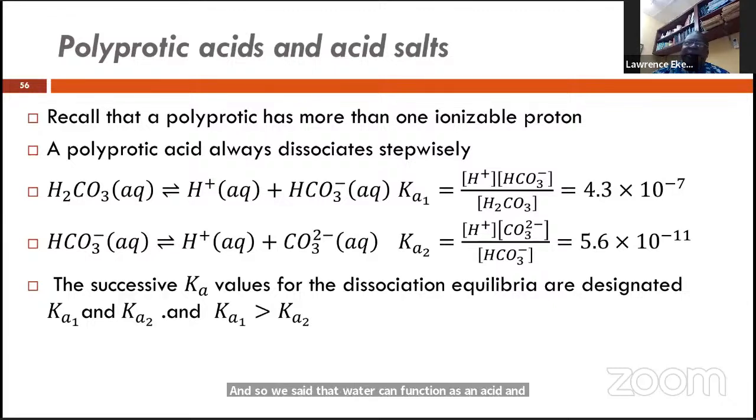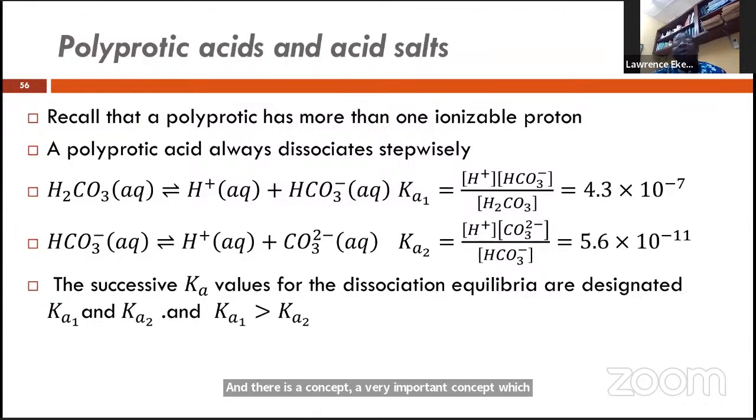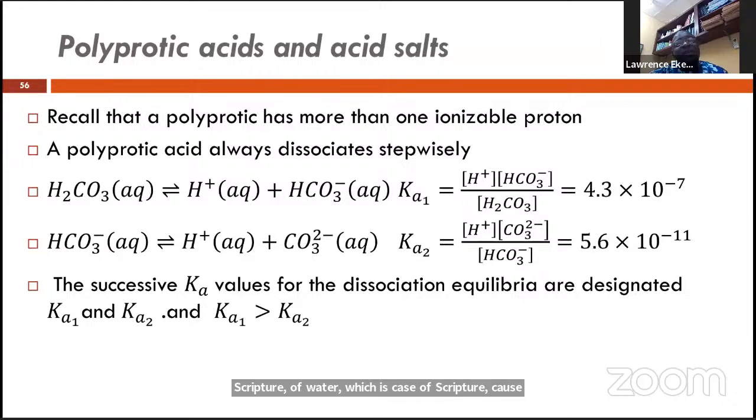And there is a very important concept, which is called the ionic product of water, or we call it the dissociation constant of water, which is K subscript W. K subscript W is equal to the concentration of hydrogen ions multiplied by the concentration of hydroxide ions. That equation is very, very important for calculation. And we said it is temperature dependent. So temperature affects the value of Kw. So whenever Kw is being measured, the temperature of the room determines the value that you get. So we did a lot of calculations using the K subscript W.